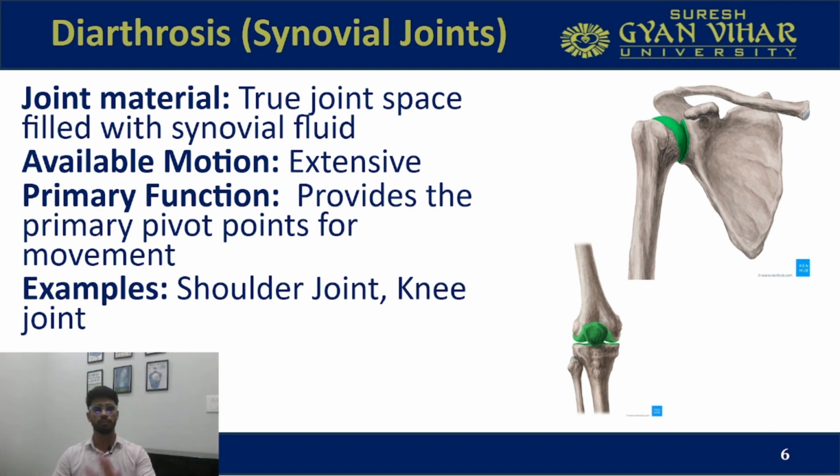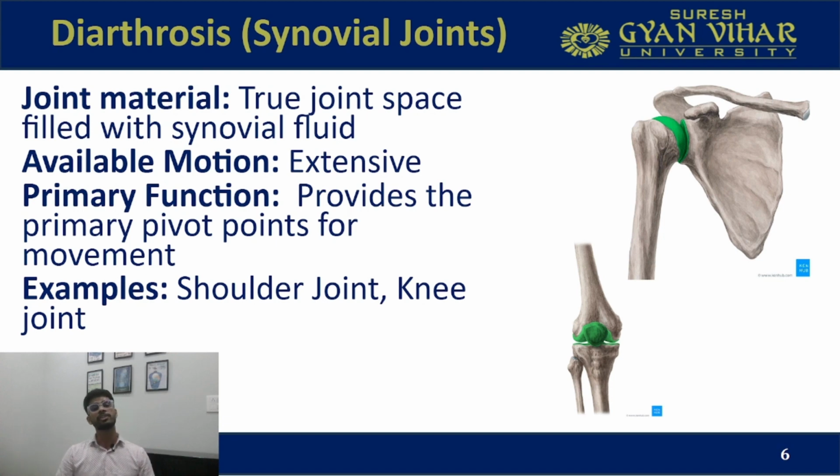For now, let's understand that the joint material of this diarthrosis joint is the two articulating surfaces of the bone filled with the synovial fluid, and the available motion is extensive. These are the types of joints which are known for their mobility. We know how extensive the movements are in the shoulder joint and the hip joint. So they are very mobile joints. We usually see 2 degrees, 3 degrees of movement in these types of joints.